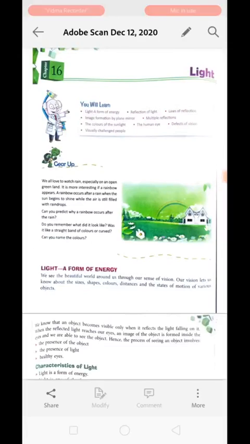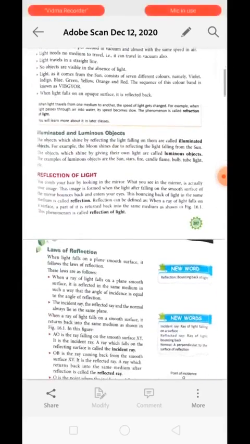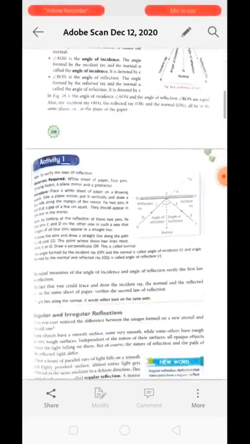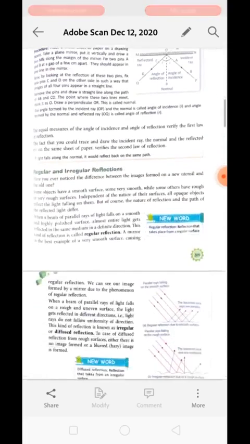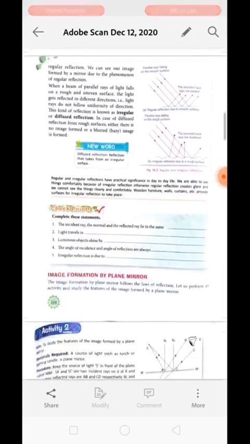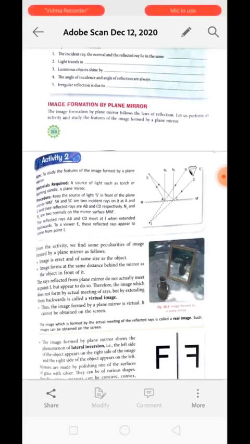Today we are going to discuss the second part of Chapter 16, which is called Light. In our previous video, we talked about the characteristics of light, and illuminated objects have also been discussed. We have also verified the law of reflection by Activity 1. Okay, we have understood the law of reflection. We have also discussed regular and irregular reflection, and the causes of their formation.